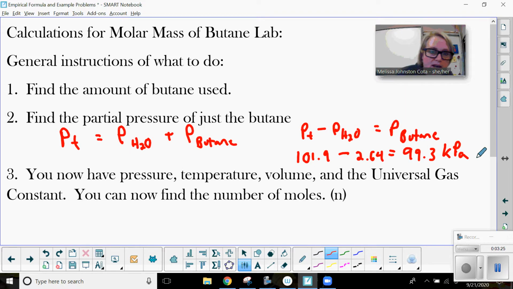After you've got that, now it's time to use the ideal gas equation, PV equals nRT. You've got pressure, 99.3 kPa. You've got temperature, remember to change that to kelvins. You've got volume, remember to change that to liters. The universal gas constant is 8.31. Use that to find the number of moles for that particular trial. And then you're really close to being done.